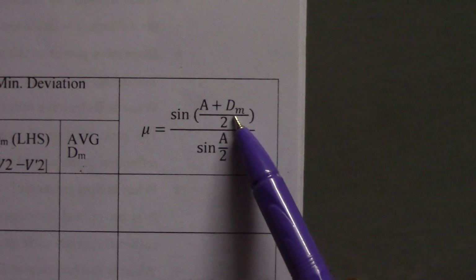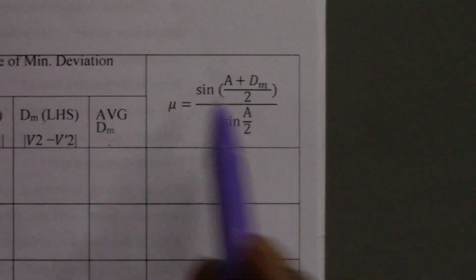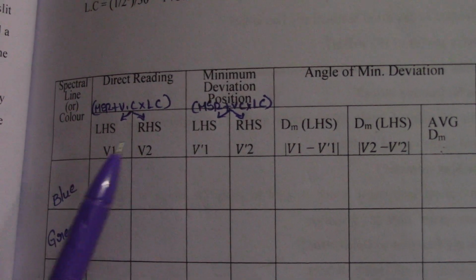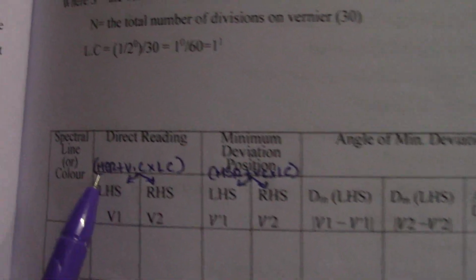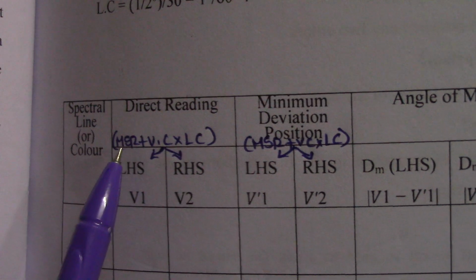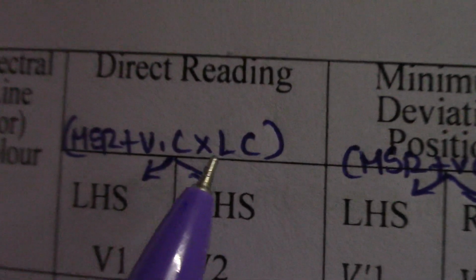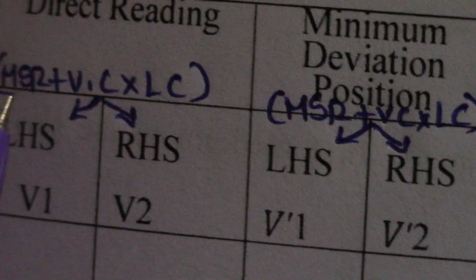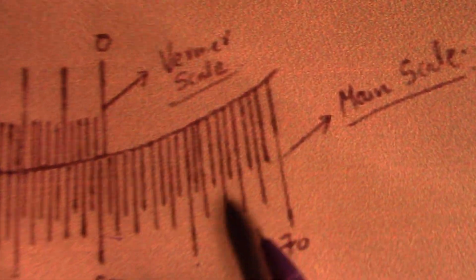To calculate mu, we are calculating the angle of minimum deviation. So to calculate that, you need to note down vernier 1 and vernier 2. Vernier 1 is nothing but MSR plus VC into LC: main scale reading plus vernier coincidence into least count. Least count we already know, 1 minute. Now how to take this MSR and VC, I will explain with the help of this figure.